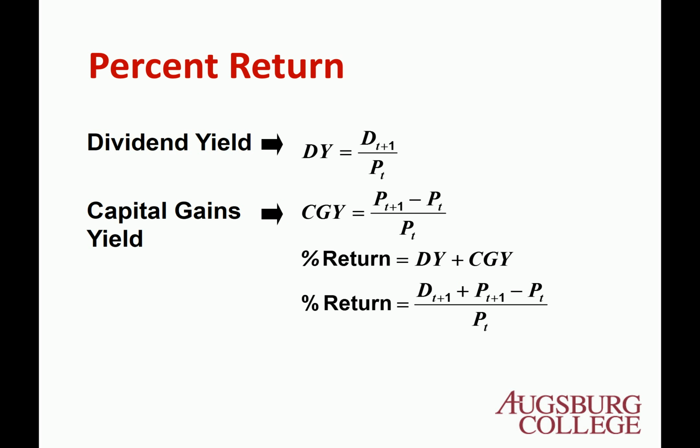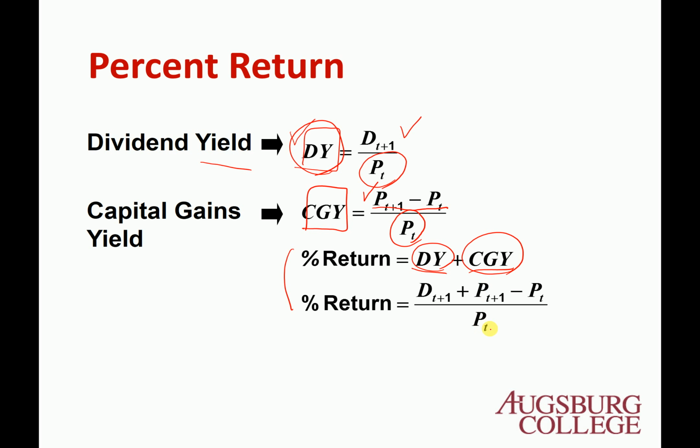Let's look at the mathematics now. The return from dividend is called the dividend yield, which is the dividend next period divided by the dollar you invested. The next return is the capital gain yield, the return from capital gain. This is the price change divided by the dollar you invested. So the total percent return includes two factors: one is the dividend yield, the other is the capital gain yield.